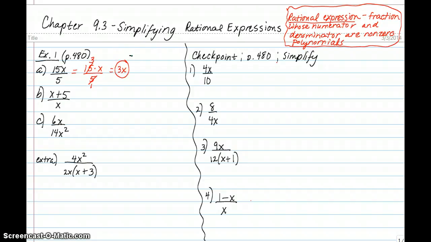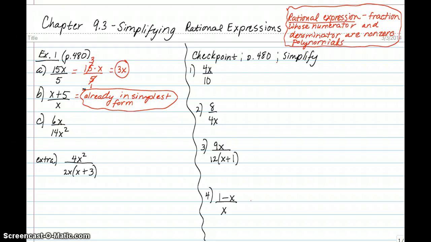Okay, moving on to x plus 5 over x. Now this one always creates a little problem because students think it will simplify to 5. That is not correct. X plus 5 is an expression. So unless your denominator is x plus 5, this problem cannot be simplified any further. So all you would write is already in simplest form. Just because they give it to you doesn't mean it necessarily can be simplified.